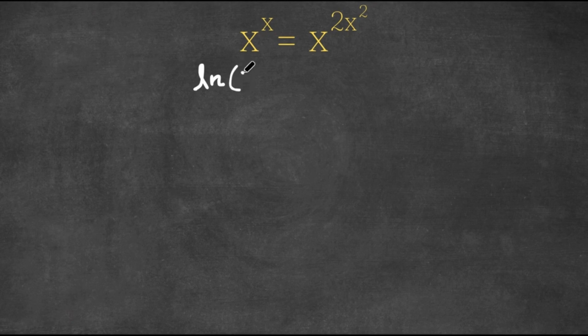So now we have ln of x to the power of x, and this is equal to ln of x to the power of 2x squared.